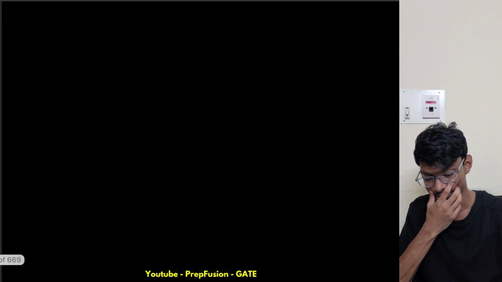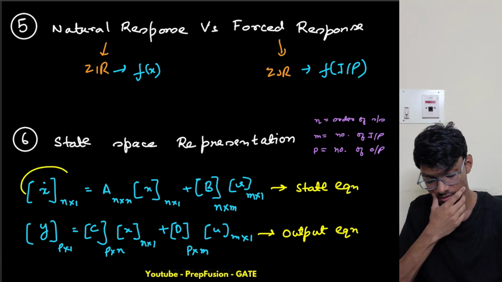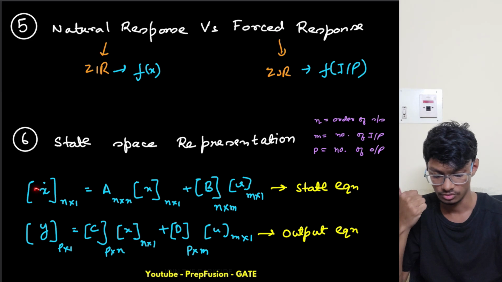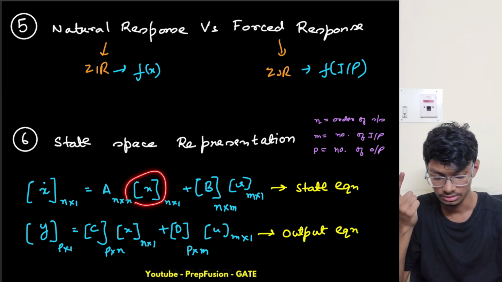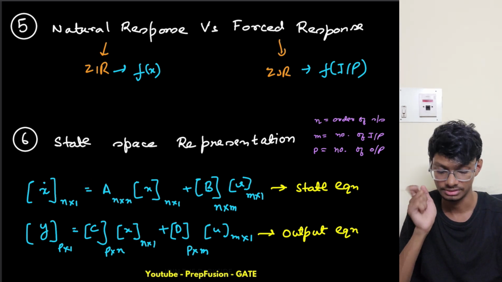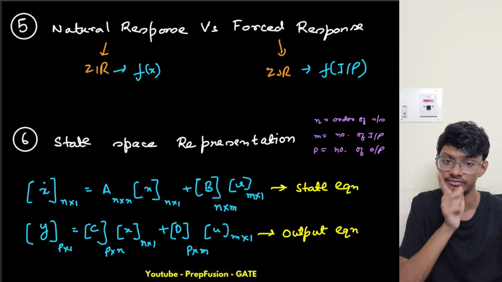Now I will define each of them, just in brief. This is the state vector. This is a column vector. This is the system matrix. This is the differentiation of the state vector. This is a system matrix. This is the state vector itself.